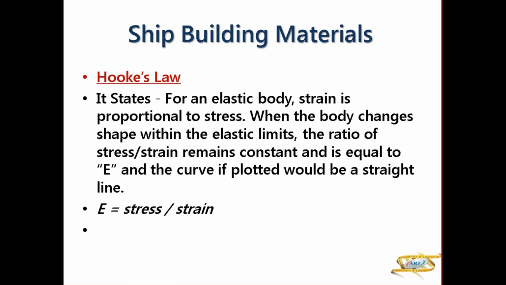Robert Hooke made this law for an elastic body. It was not for a plastic body. For an elastic body, the strain is proportional to stress. So when the body changes shape within the elastic limit, the ratio of stress to strain remains constant and is equal to E. If you plot it on a graph, it will be a straight line, where E is stress per strain.